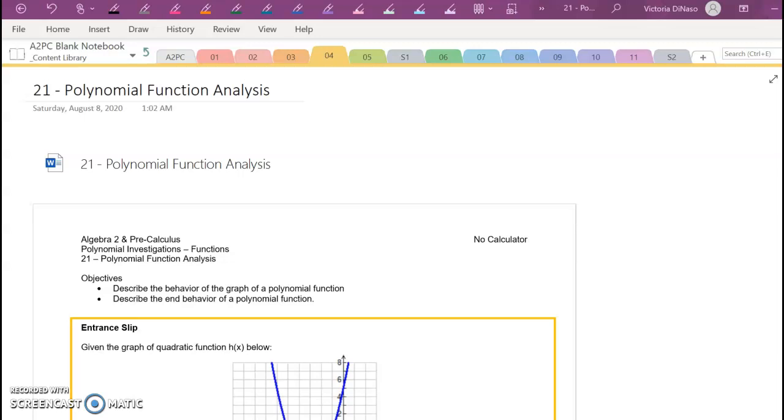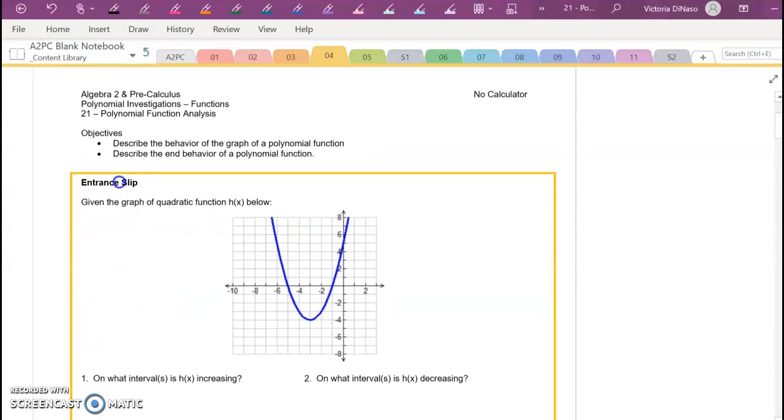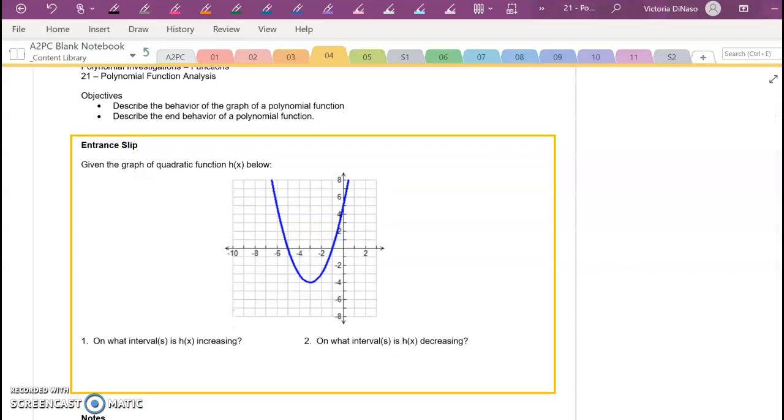For section 21, polynomial function analysis, we're going to be describing the behavior of the graph of a polynomial function, and then we're also going to talk about the end behavior of a polynomial function with relation to the limits. So for our entrance slip, it says given the graph of the quadratic function h of x below, on what interval is h of x increasing, and on which interval is h of x decreasing.